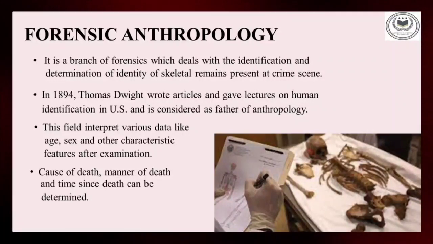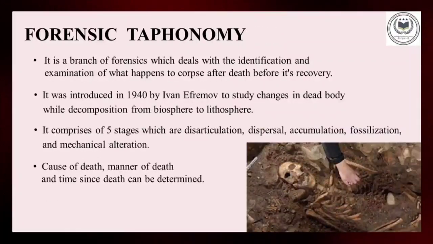They focus on human skeletal traits such as skull features, dental characteristics, and postcranial bone sizes and shapes that vary from individual to individual and from population to population. In 1894, Thomas Dwight wrote articles and gave lectures on human identification in the US and is considered the father of forensic anthropology. Forensic taphonomy is the study of what happens to the dead body between death and recovery.